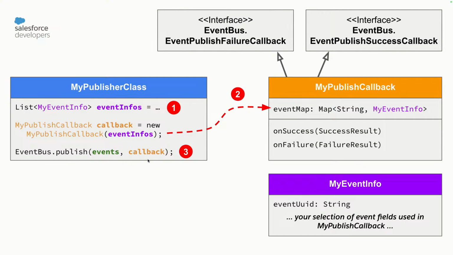And finally, as you call the event.publish, remember that this doesn't publish the events, it's actually enqueuing the events for publication. What will happen asynchronously, however, is that your myPublish callback class will be called later on, and it will be called by the two methods that we've prepared, the onSuccess and onFailure.